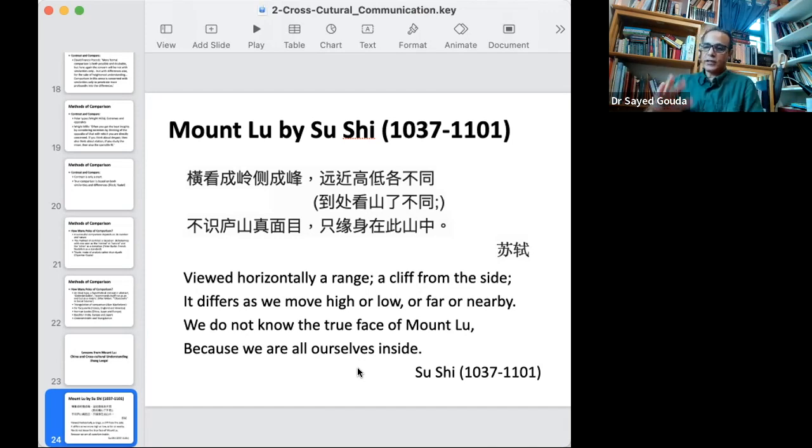If we take this example in sinology and the study of Chinese culture, does it mean that Chinese native scholars cannot understand Chinese history as much as Western scholars? Because Western scholars are not inside Mount Lu, they are not Chinese.